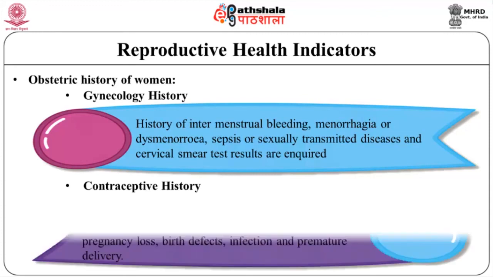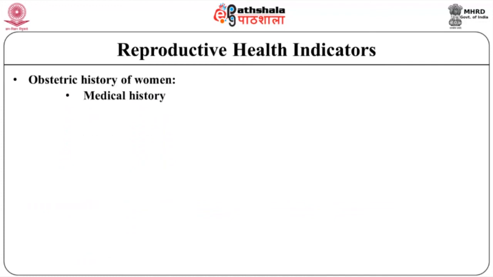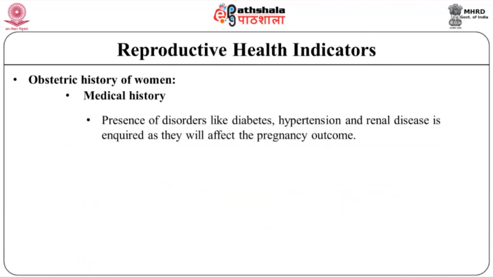The contraceptive history should be understood. History of oral contraceptive and intrauterine device usage is inquired. Their usage has been shown to cause pregnancy loss, birth defects, infections and premature delivery. The medical history, which means presence of disorders like diabetes, hypertension and renal disease, is inquired as they will affect the pregnancy outcome.